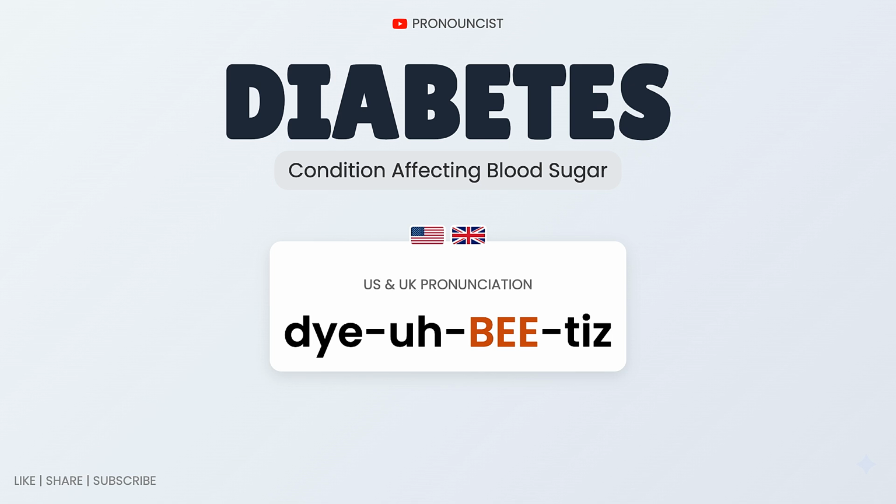Di, be, tis. Diabetes. Practice repeatedly and you'll soon be able to say this word perfectly. The best way to practice is to repeat the syllable multiple times.